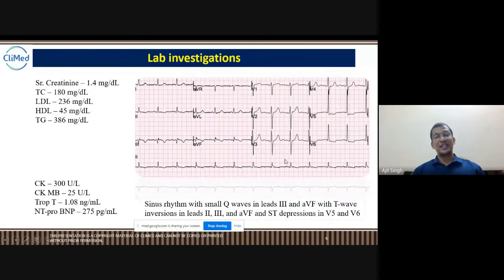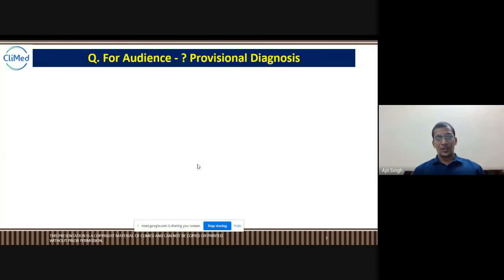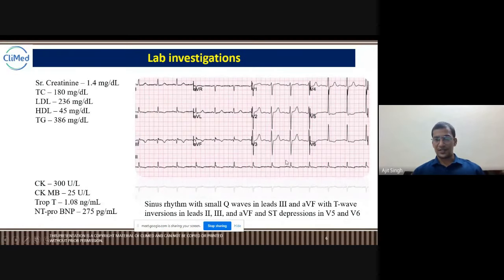Usually in STEMI, ST elevation will be there. I'll show you in the next slide how it goes, then I will come back to this. I think we have to clear this first. So here we can see one more thing in V3. First let's understand all of these, then you will understand easily.